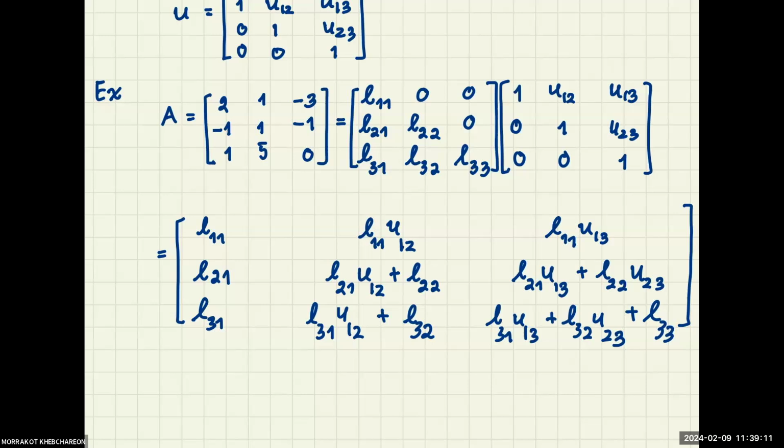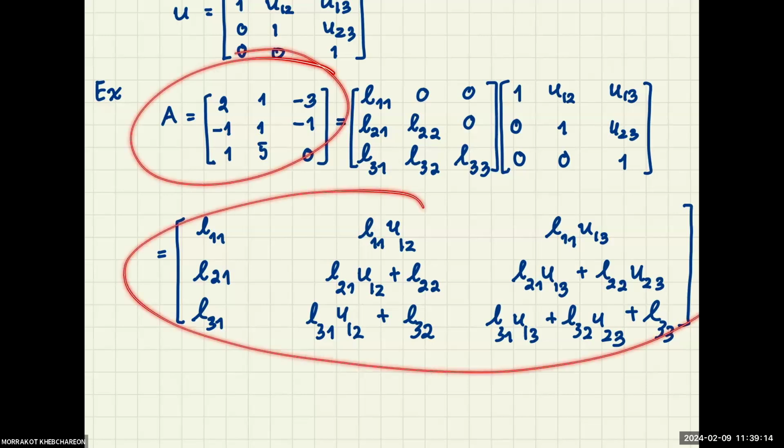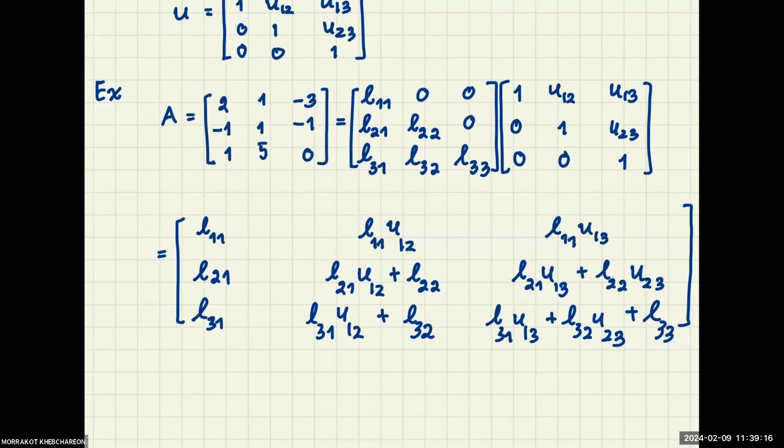And then matrix A is equal to this matrix, right? So every element in this matrix has to be the same.